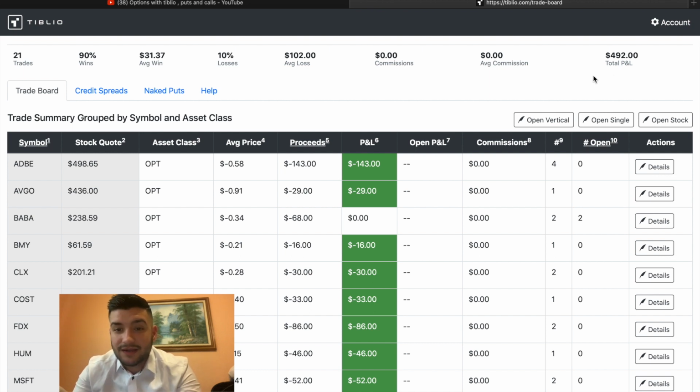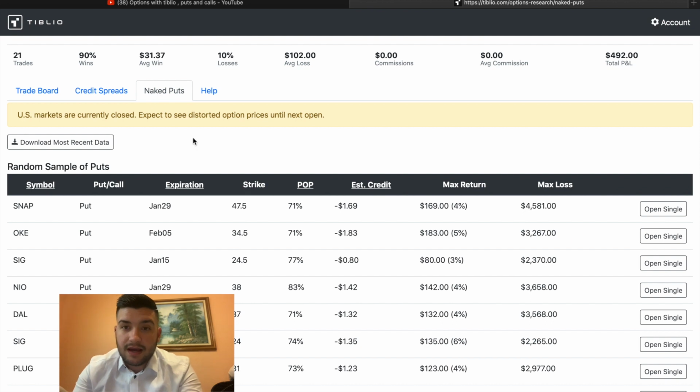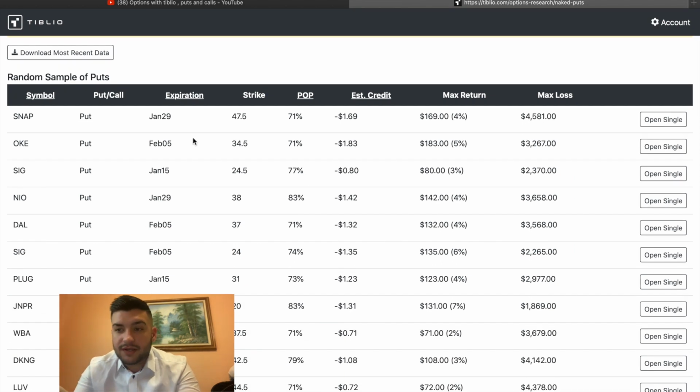So we're looking good so far. I showed you guys how to look up a new play, credit spread, and now naked puts. If you want to do naked puts, you've got to have the money to buy 100 shares of whatever price the stock is. So yep, you've got to have some money.